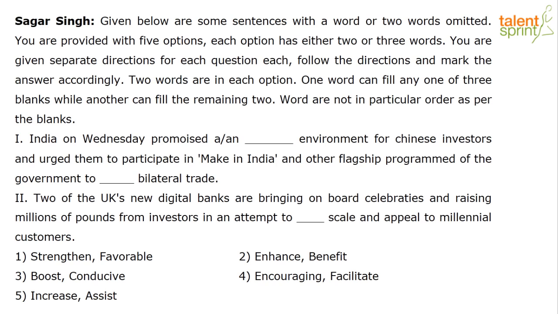Given below are some sentences with a word or two words omitted. Okay, we are clear on that. This has two words, this has one word. Okay. You are given separate directions for each question. Follow the directions and mark the answer accordingly. Two words are in each option.